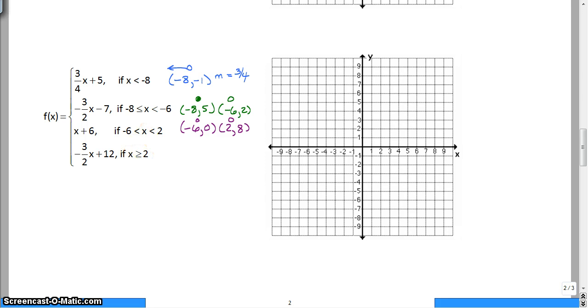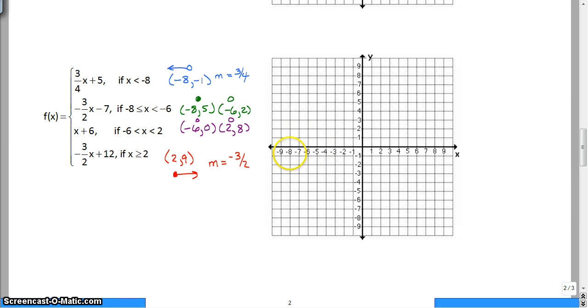And then finally we're going to finish with another one of those where we need slope. We have 2, substitute the 2 in, we get 9. This is going to be a closed dot going to the right with a slope of -3/2. There's all of your groundwork laid out for you. It takes a little bit of extra time, but it's well worth it.